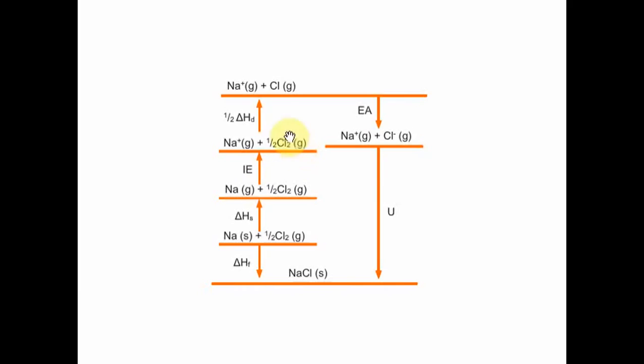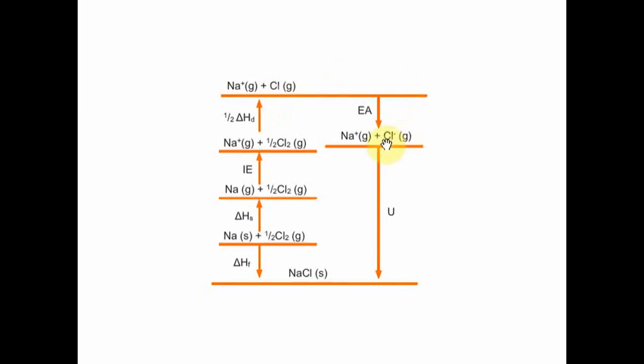Then the chlorine gas molecule dissociates into chlorine atom. A chlorine molecule is composed of 2 chlorine atoms. We all know that. The enthalpy of this reaction will be equal to the enthalpy of dissociation of chlorine. Since we start with half of chlorine molecule, the enthalpy of dissociation is also mentioned as half. Now we have in our hands sodium ion and chlorine atom.